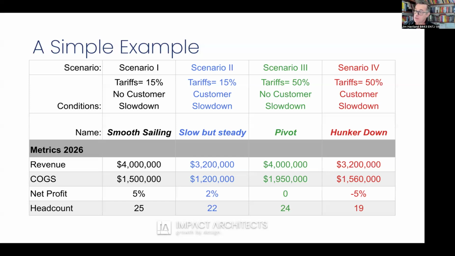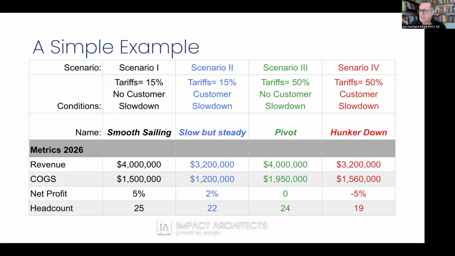Scenario three with the tariffs, unfortunately, looks like a pivot because that's going to really damage my net profit, so we're going to have to make some big changes here, based on how we're thinking about our model. And then the hunker down, that's if we get both those things. We have customer slowdown and we have tariffs. And you see how this plays out in revenue, COGS, net profit, and headcount. I just picked these four metrics as something to play out here.